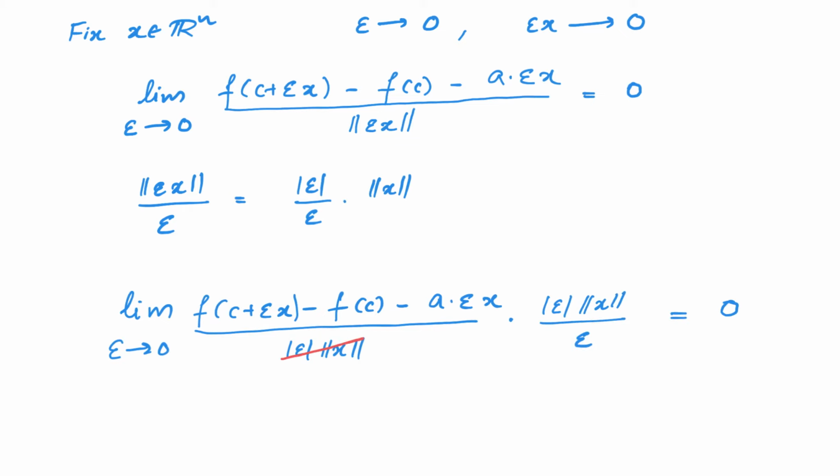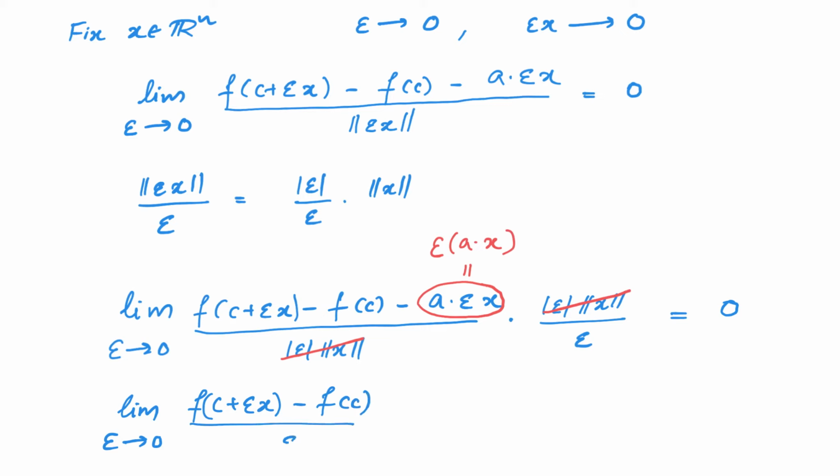Notice that we can cancel off mod epsilon times norm x, and also notice that a dot epsilon x is equal to epsilon times a dot x. Thus, we can write that limit epsilon tends to 0, f of c plus epsilon x minus f of c, by epsilon, minus a dot x, is equal to 0, which can be further simplified as follows.